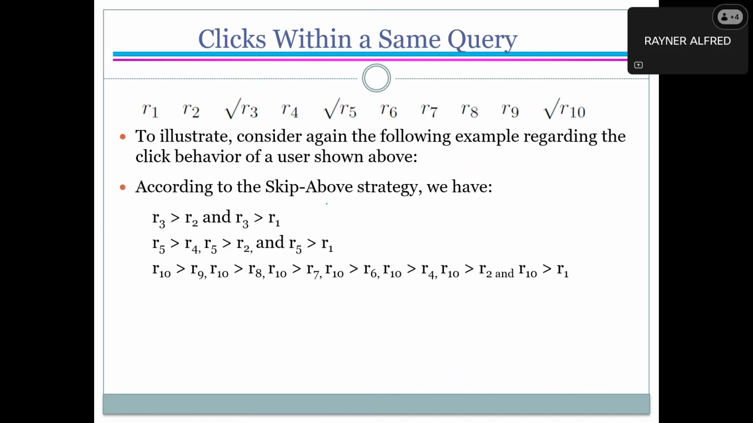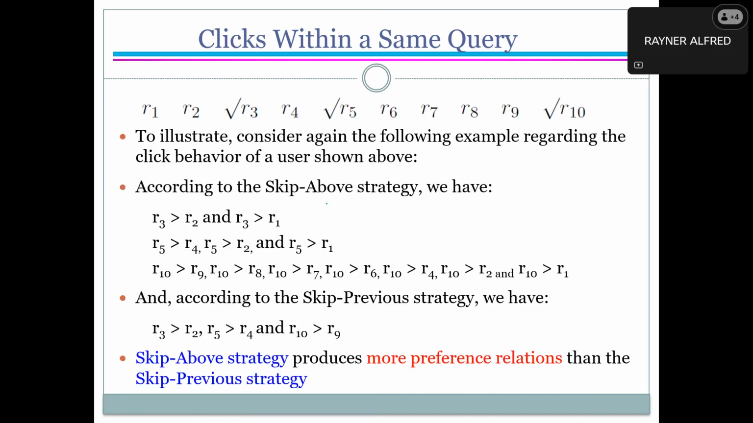Okay. So this is the step 2. For the skip above, we are looking at the remaining documents. But for the skip previous, we only look at the previous document. So this is the framework that we can use to make assumptions about the document. Skip above or skip previous strategies.